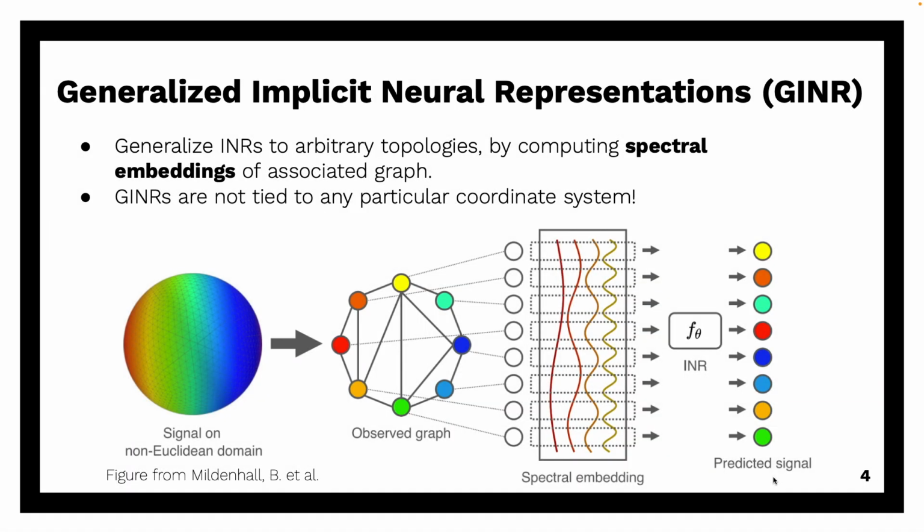Generalized INRs can be thought of as applying INRs in non-Euclidean domains. Given the assumption that a continuous signal exists on some unknown topological space, we can sample a discrete graph from the space. We then compute a spectral embedding for each node in the graph. This embedding allows us to approximate each node's location since there's no coordinate system. We can then use a neural net to learn the mappings between the spectral embedding of each node to some predicted signal. In our case, this part is a classification problem where we wish to output one of n labels per node.